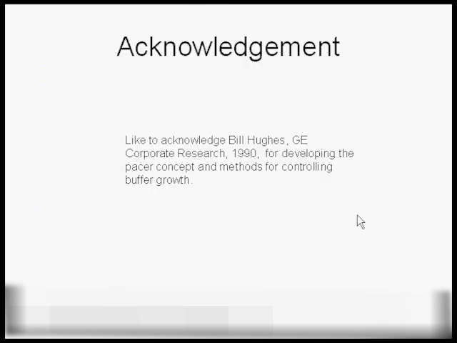I would like to acknowledge Bill Hughes from GE Corporate Research, who back in 1990 developed the concept for pacers and also methods for controlling buffer growth.